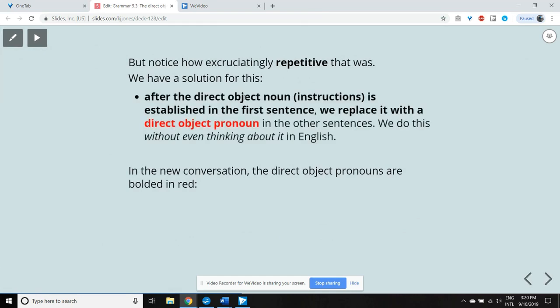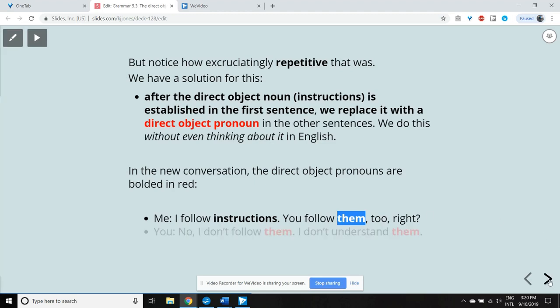After the direct object noun, instructions, is established in the first sentence, what we do is replace it with a direct object pronoun in the sentences that follow. We do this without even thinking about it in English. So in our new conversation, the direct object pronouns that are replacing our direct object noun instructions are bolded in red. Let's have a look at that. So I say, I follow instructions. You follow them too, right? Them is our direct object pronoun that's taking the place of the noun instructions. You say, no, I don't follow them.